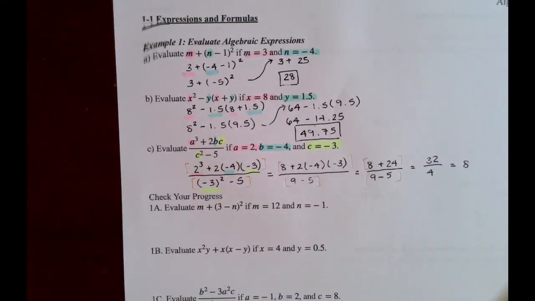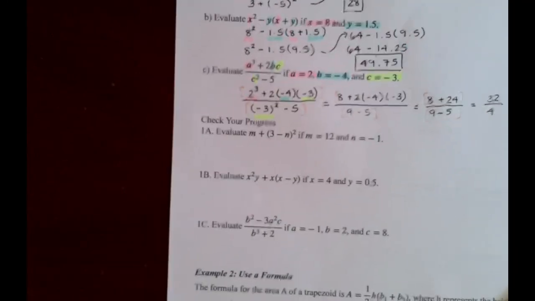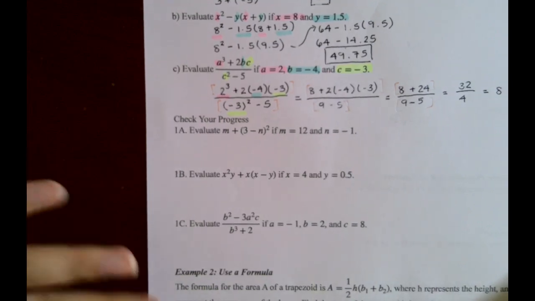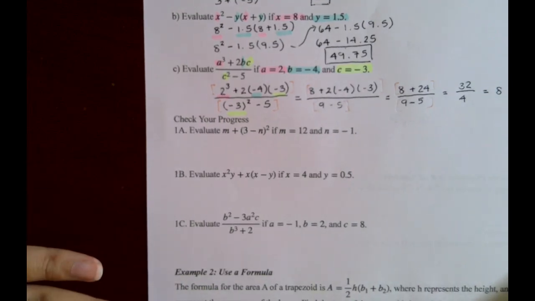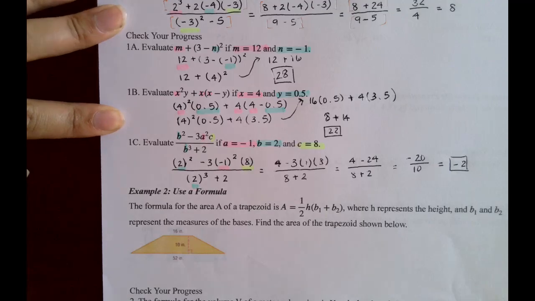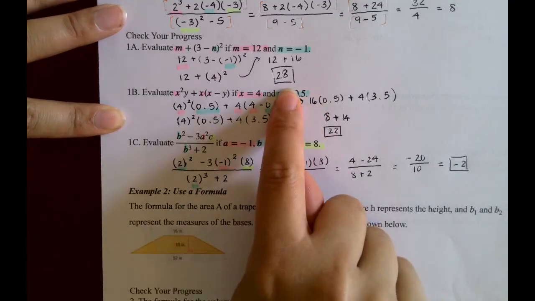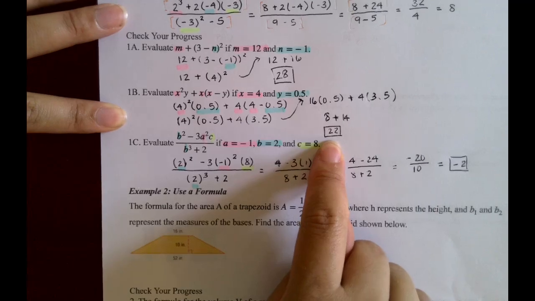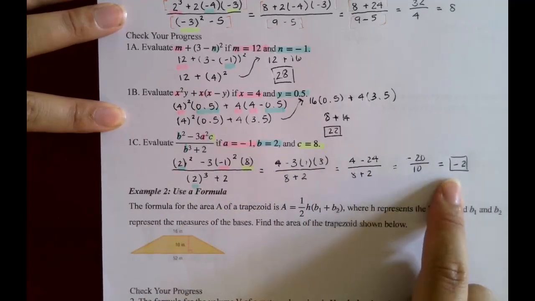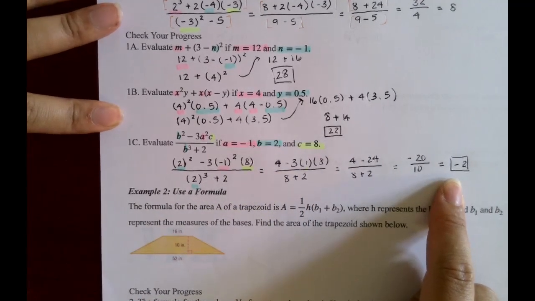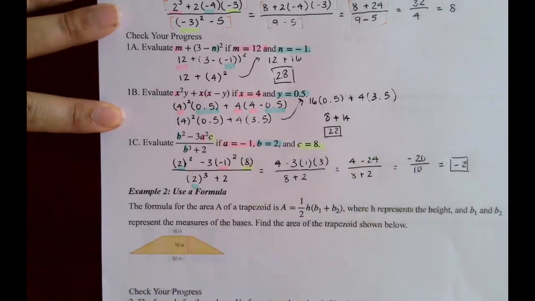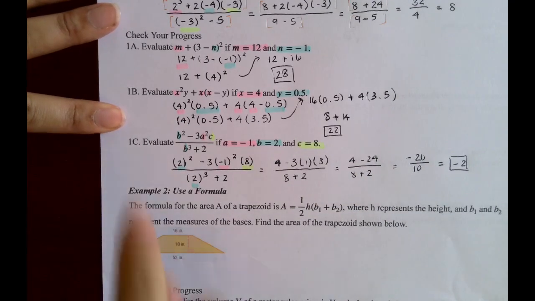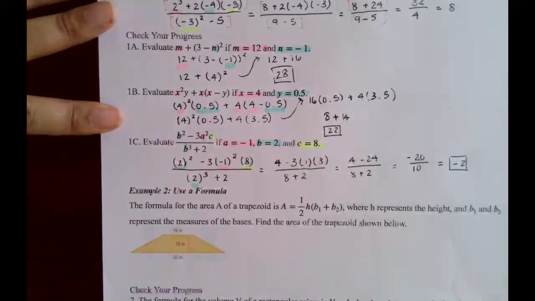You're going to do the check your progress next on your own, enter your answer in, and then come and check here for your answer. For 1A, you should have gotten 28. For 1B, you should have gotten 22. And for 1C, you should have gotten negative 2. If you got these correct, you can move on and go to example 2. If you didn't, you would probably want to listen to the explanation.